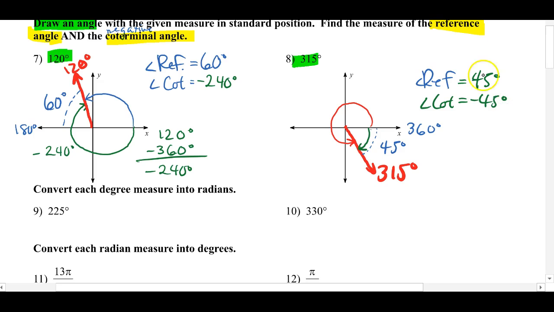Remember, the reference angle is always positive. And the coterminal angle, if I ask for negative coterminal angle, this should be negative. And again, you can get that by doing 315, the original angle, minus 360, and you'll get that same negative 45.